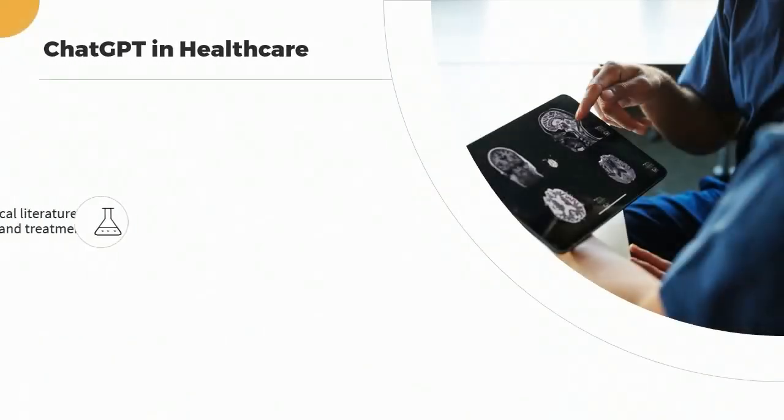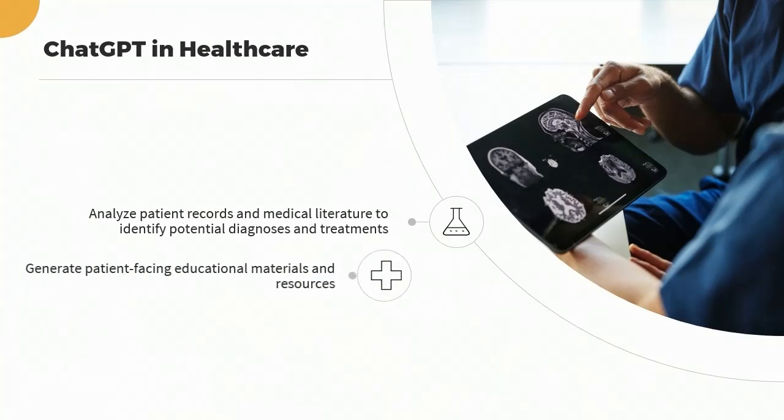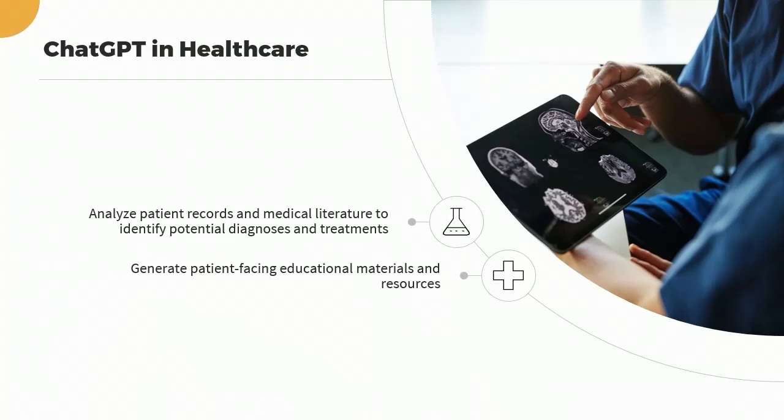In the healthcare sector, ChatGPT can be used to analyze patient records and medical literature to assist medical professionals with identifying potential diagnoses and treatments. It can provide suggestions and recommendations for healthcare providers, enabling them to make more informed decisions. ChatGPT can also be used to generate patient-facing educational materials and resources. By analyzing and synthesizing medical information, ChatGPT can create materials that are tailored to a patient's specific needs and knowledge level, making it easier for patients to understand their health conditions and treatments.